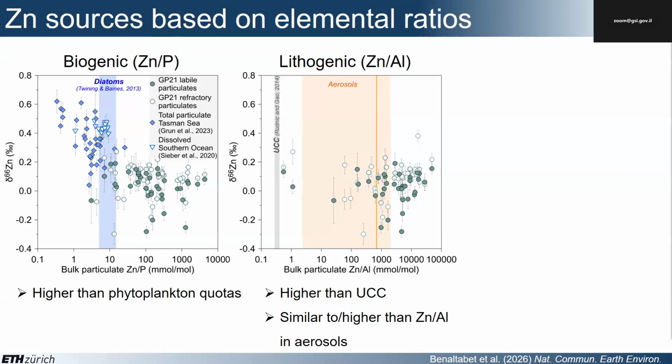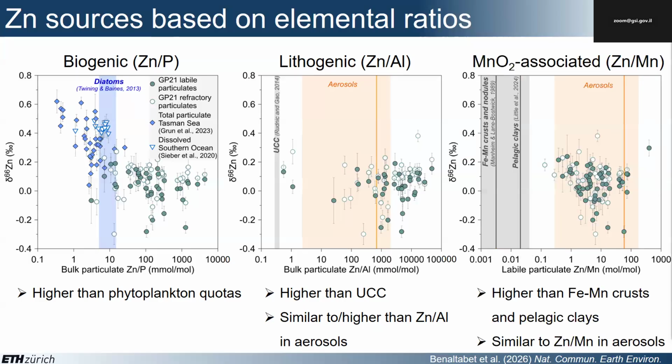Lastly, again, we see these excesses. Maybe these excesses come from zinc that is scavenged onto particles. But as we showed before, this observation here supports what we see for the isotopes. So here we use zinc to manganese ratios. Zinc, as I mentioned, is mainly scavenged onto manganese oxides. And we can use the zinc to manganese ratios of iron manganese crusts, nodules, and pelagic clays to assess what would be the natural ratio of zinc adsorbed onto particles.